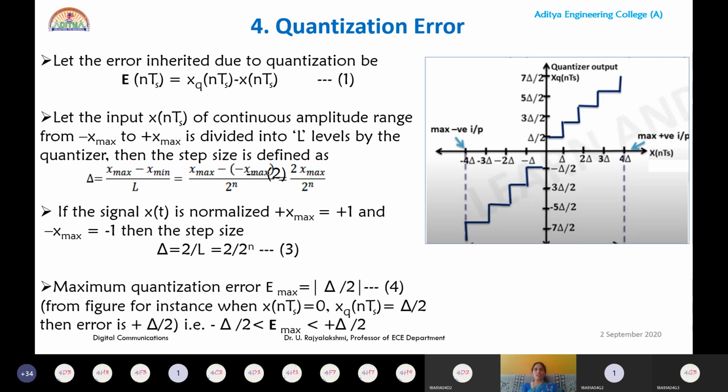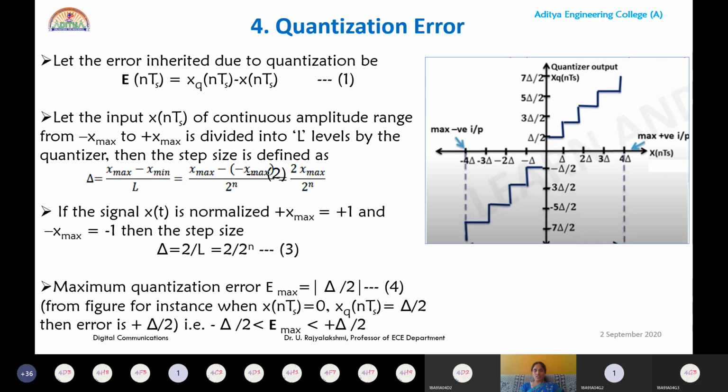So here it is mid-rise, because the origin lies in the rising position of the staircase waveform. Now, what will the quantizer do? The quantizer divides the amplitude axis into 2 power n number of levels. Let the amplitude be divided into L number of levels, capital L, where L is 2 power n. L is the number of representation levels, which equals 2 power n, and n represents the number of bits per sample.